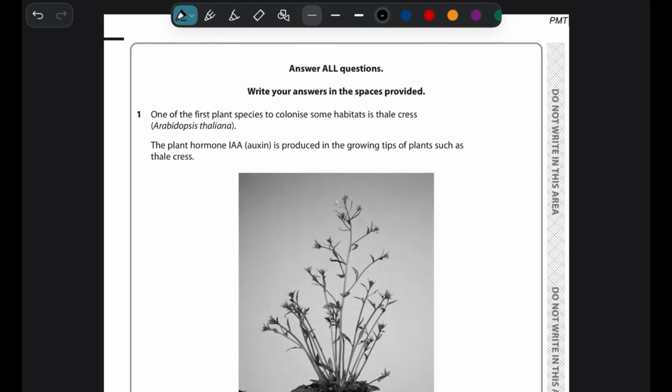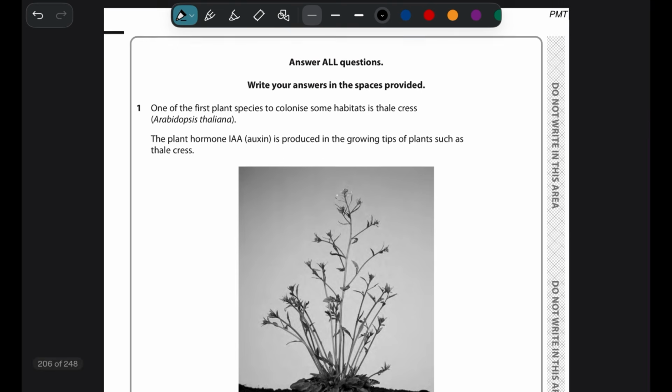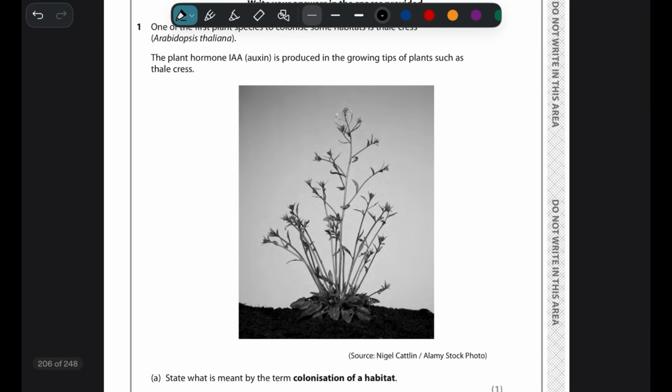Let's get into it. Okay, so question one, it says one of the first plants to colonize some habitats is the fell cress. And it's saying that plant hormone IAA is produced in the growing tips of plants. So initially I'm thinking, what might they ask me for? I imagine they're going to ask me about phototropism, surely. And then they might even ask me about succession, just because they've mentioned colonization. But the first question we have here is state what is meant by colonization of a habitat.